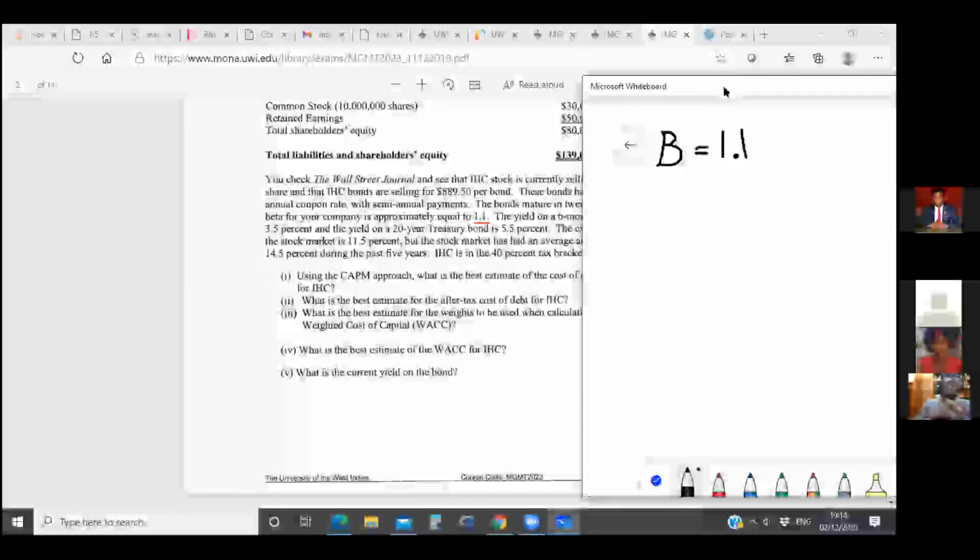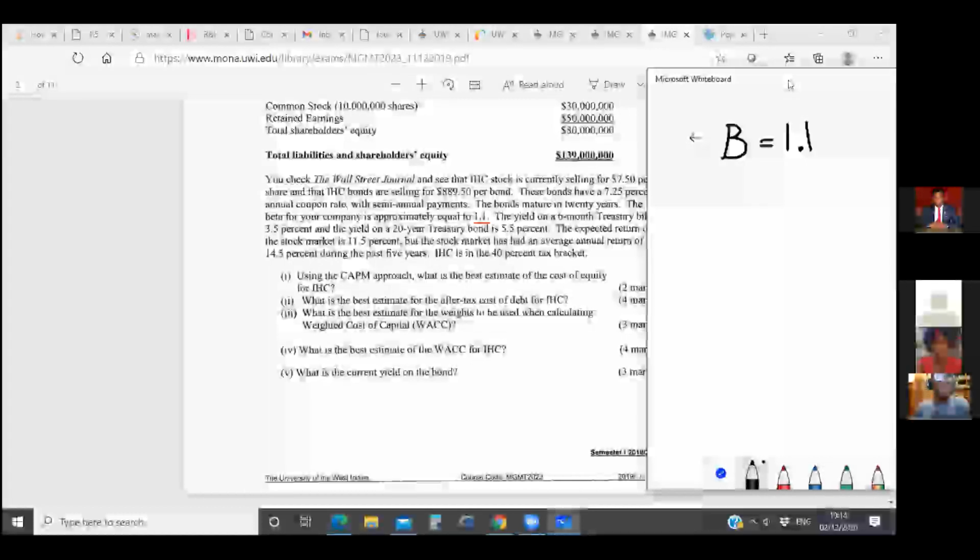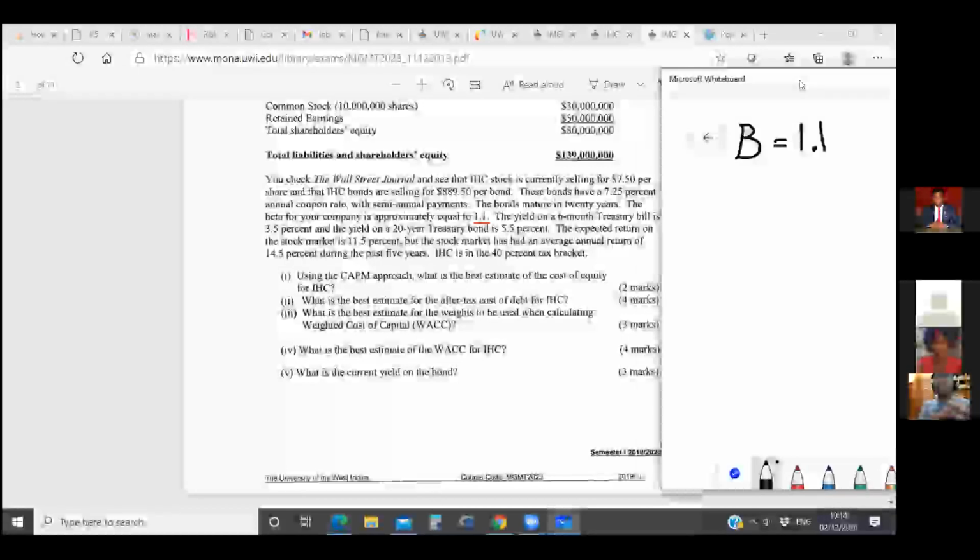So looking through, we notice that a beta for our company is approximately equal to 1.1. So we can underline that. Now they give us the 6-month treasury bill and the 20-year treasury bond. More on that later. We know that one of them should be the risk-free rate, but we'll come back to that. And the expected return on the stock market is 11.5%. So based on that, we should have everything we need to calculate the cost of equity with the CAPM.